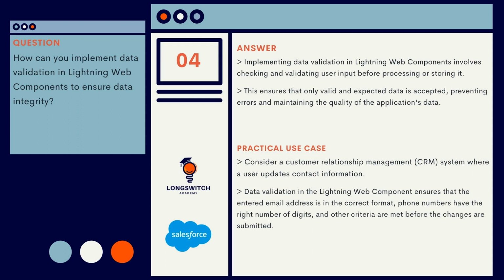Implementing data validation in Lightning Web Components involves checking and validating user input before processing or storing it. This ensures that only valid and expected data is accepted, preventing errors and maintaining the quality of the application's data. If I have to highlight one practical use case, then we can consider a customer relationship management (CRM) system where a user updates contact information. Data validation in the Lightning Web Component ensures that the entered email address is in the correct format, phone numbers have the right number of digits, and other criteria are met before the changes are submitted.